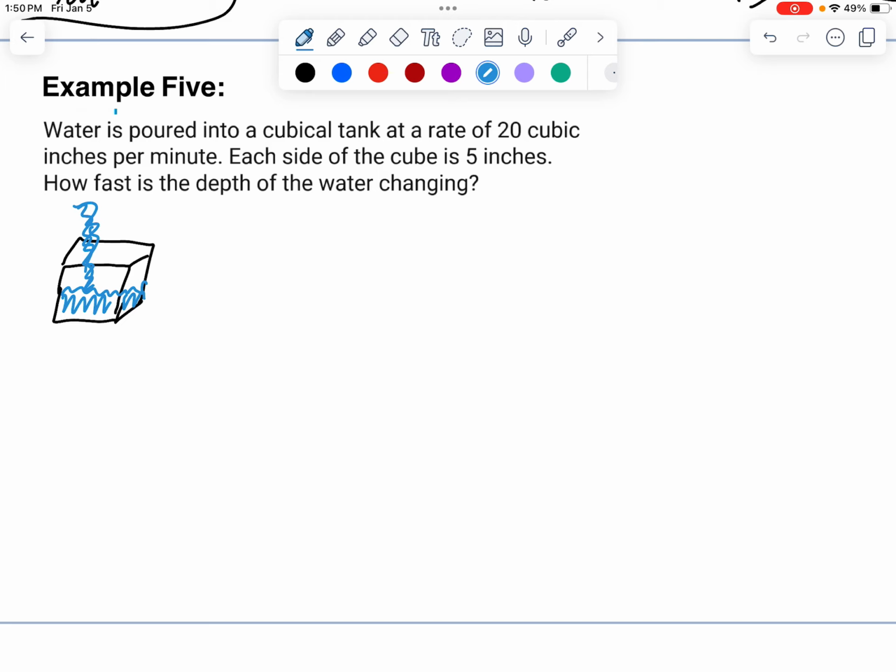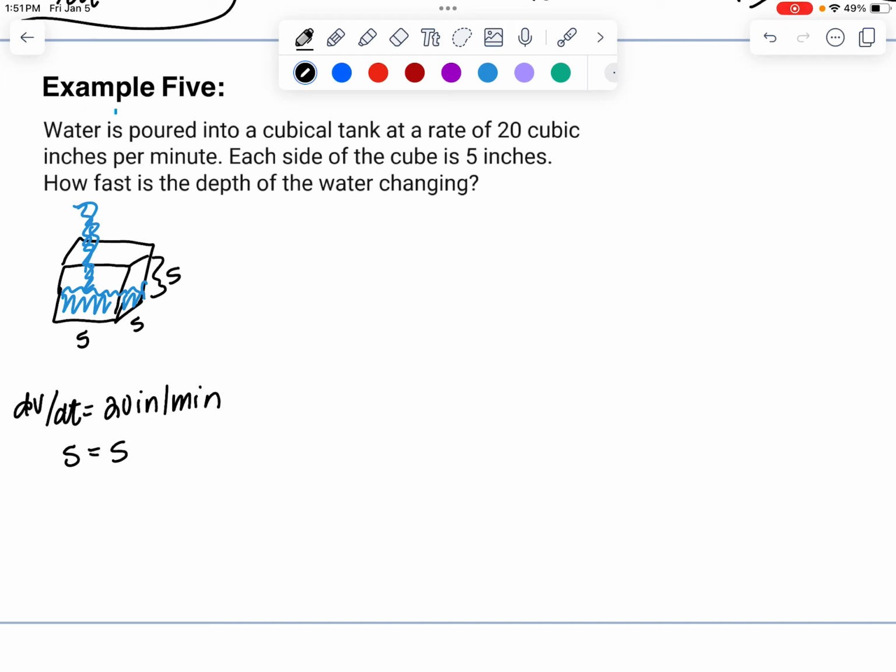Okay, water's coming in, it's being poured into this tank. Each side of the cube is 5 inches. So each side is 5, 5. I guess this whole thing would be 5. How fast is the depth of the water changing? So we know that water is being poured into the cubic tank at a rate of 20 cubic inches per minute. So we know that dV/dt equals 20. And then we also know that the sides of the cube are 5. And then it wants us to find the rate of change of the depth.